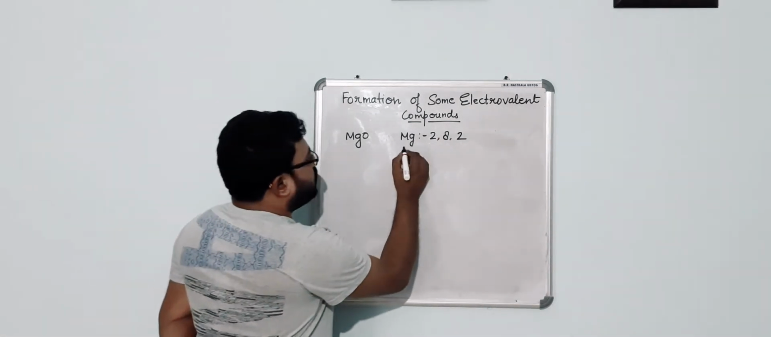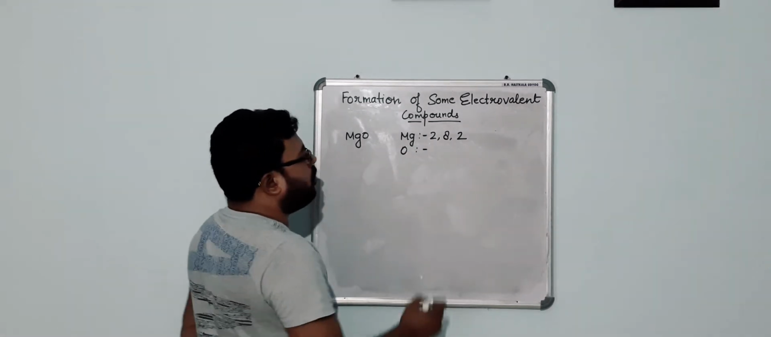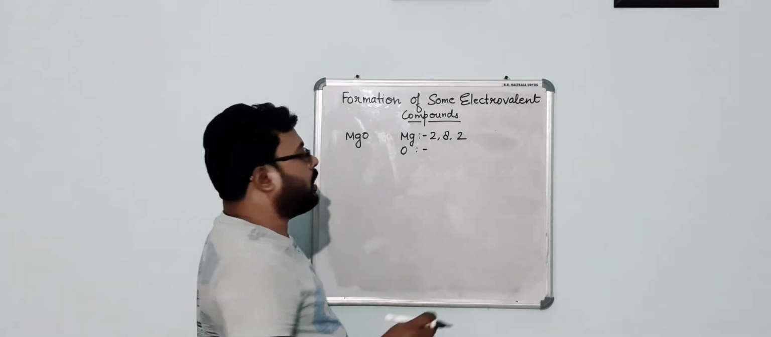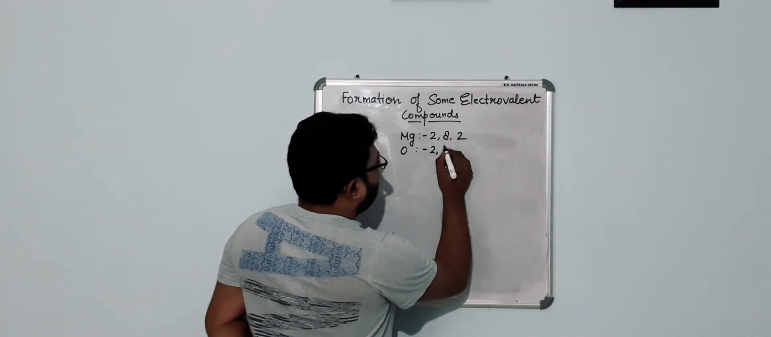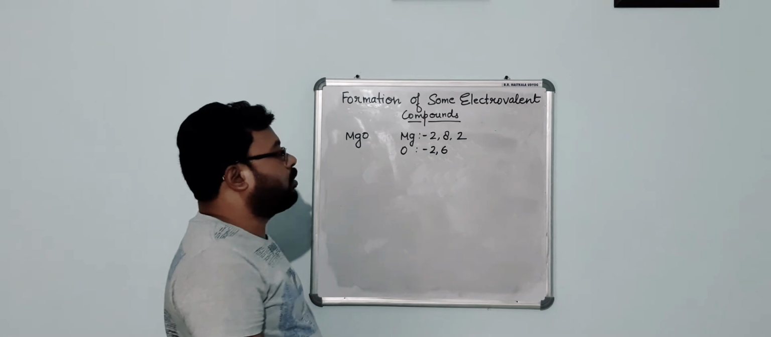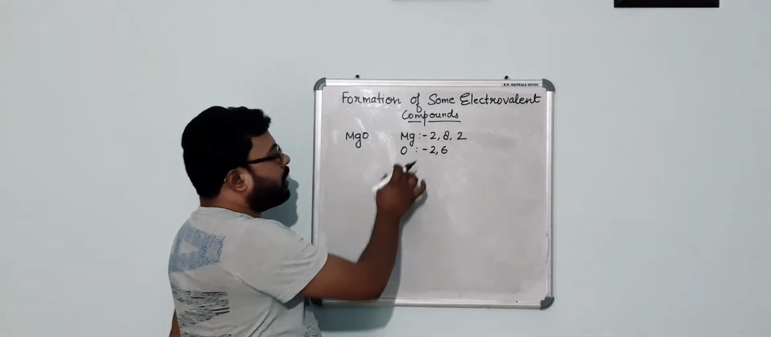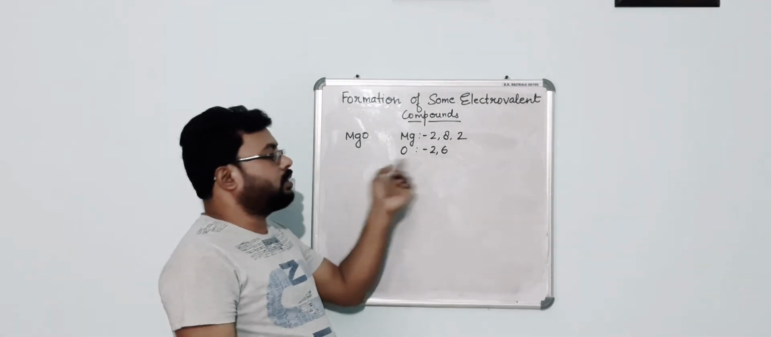And what about oxygen? The oxygen atomic number is 6. So it will, it is not 6, it is 8. Okay, so it will be 2, yes, and 6. 2 and 6. Okay, so it is 8. So atomic number of oxygen is 8. So outermost shell will have 6. 6 plus 2 is 8.